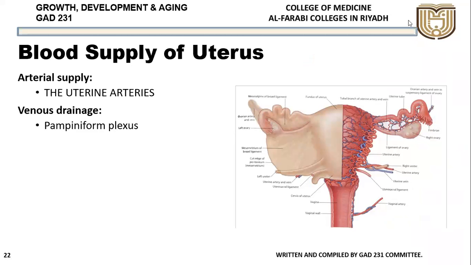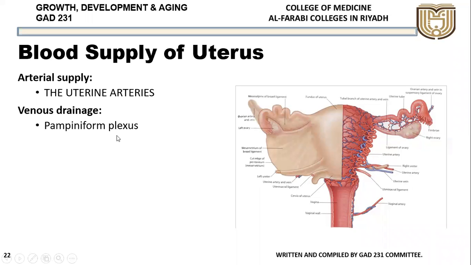Now coming to the blood supply of the uterus. The blood supply is by the uterine artery. See, here is the uterine artery coming. It becomes very tortuous. It gives two branches, above and below, on both sides, right and left. There are two arteries supplying the whole of the uterus.